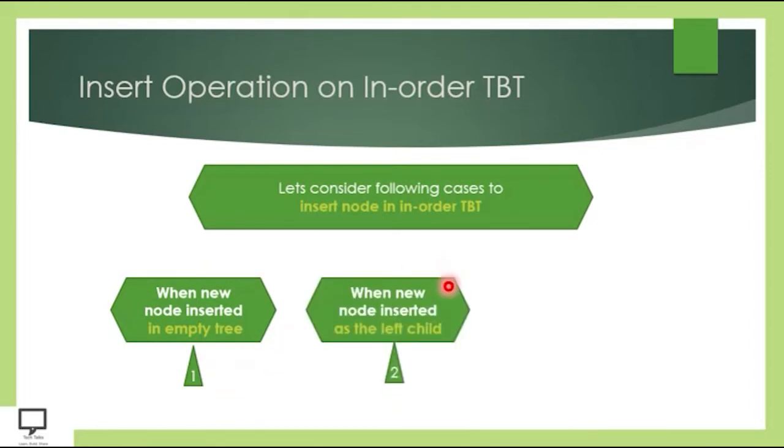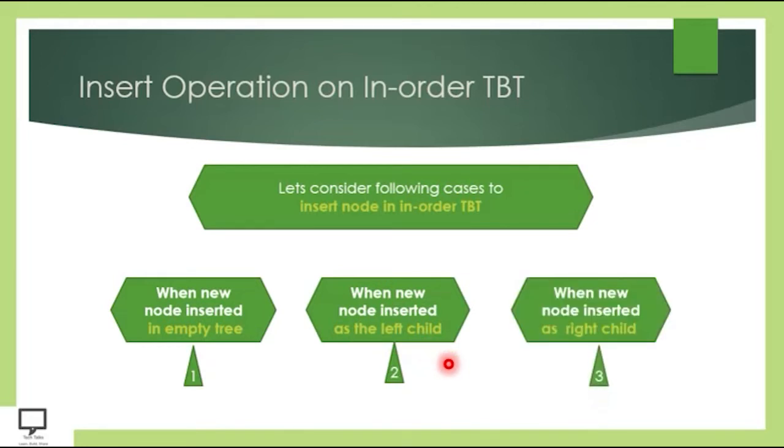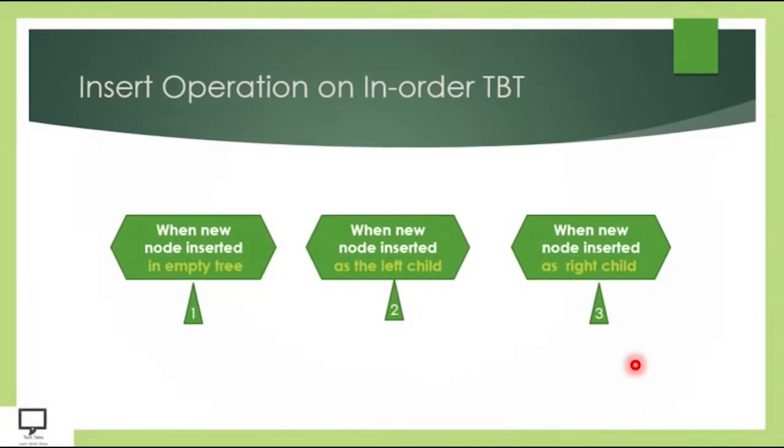If the new node which we want to insert is going to be inserted as a left child, then what things are we supposed to take care of? And the last case is when you insert a new node as a right child. So the first case is the creation of a threaded binary tree, then inserting a new node as a left child, and inserting a new node as a right child. These are the three cases that we are going to consider.